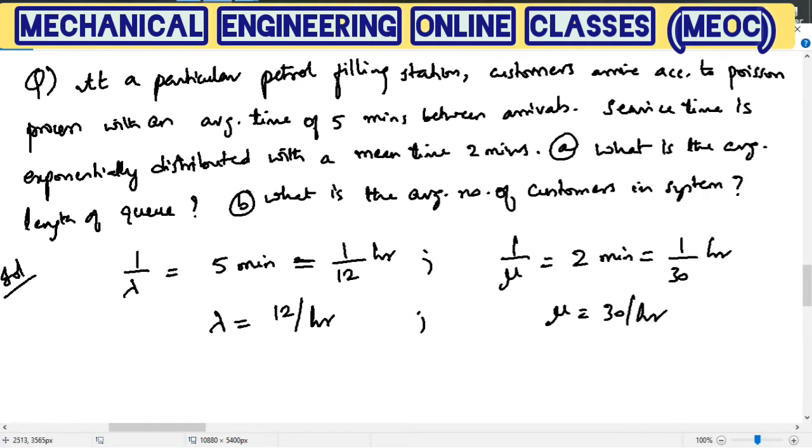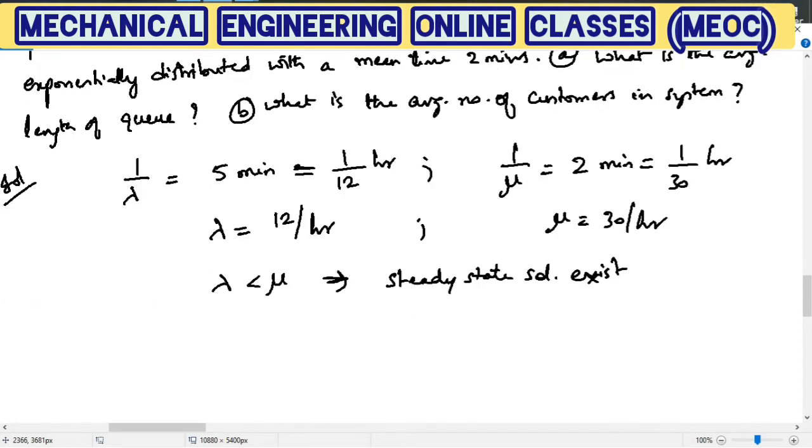So if we carefully watch, the arrival is 12 per hour and the service is happening 30 per hour. So lambda is less than mu, which means this is a steady state. So a steady state solution exists, because we have already discussed that we will solve only steady state problems. The traffic intensity, or utilization factor, lambda by mu, is less than 1. So that comes under steady state. We shall now find the first one.